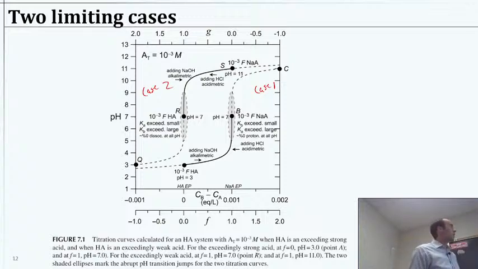Okay. The only other thing I want to point out right now is this gray area in the middle for each of them. It's really demonstrating the area where we have rapid changes in pH for small changes in our titrant. Those are the really sensitive points of these two systems.